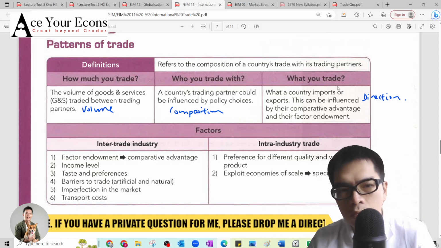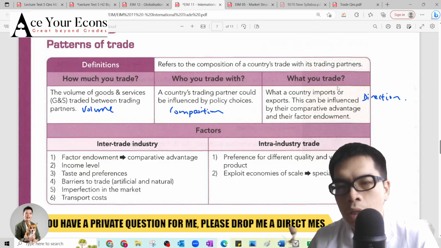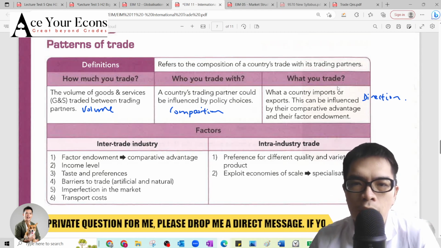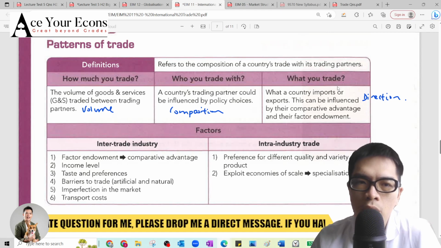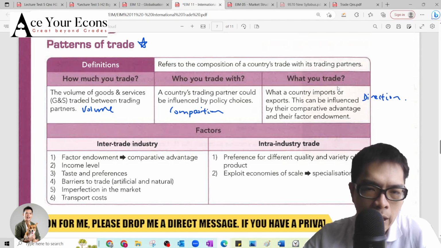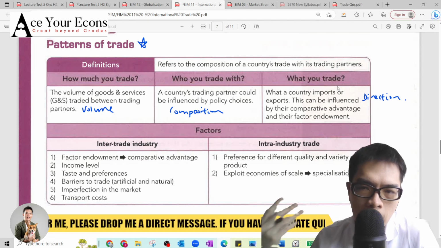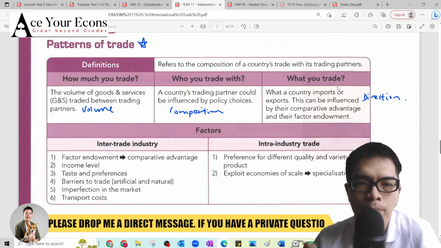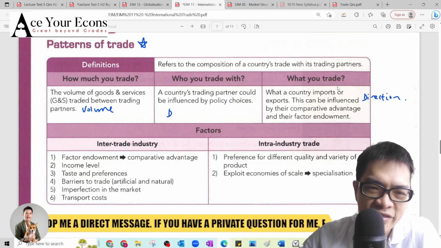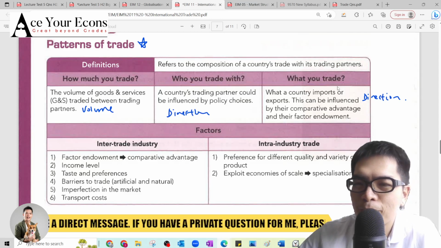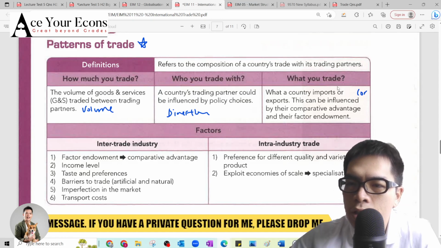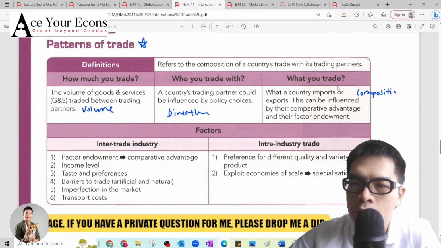When I look at your script, if I don't see volume, composition, or direction, how can I give marks? Because this is the question requirement. So make a star here. Whenever we are concerned about POT, you must relate to these three. Now, can anybody tell me which of these three is the least important? I'm so sorry, I wrote the wrong thing. This is direction, and this is composition. Can anybody tell me which of these three is the least important in this question?